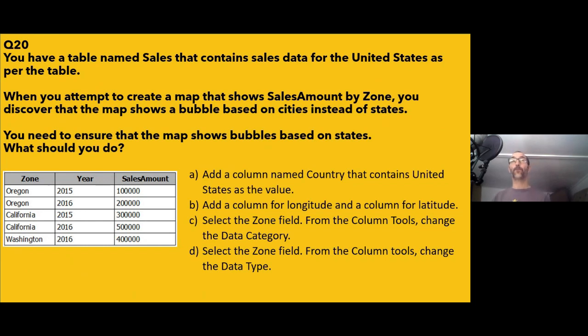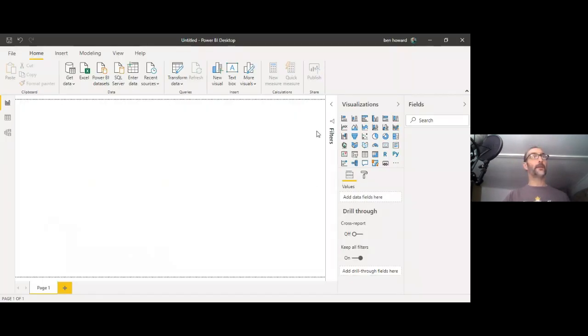So we need to ensure that the map shows bubbles based upon those states, rather than cities. What are we going to do? That's question 20. So that's me done for that.